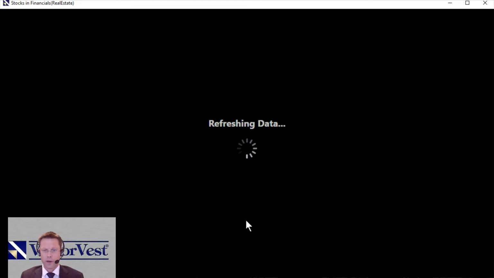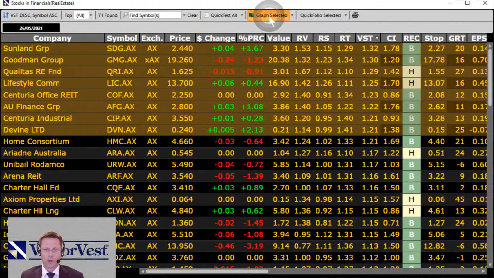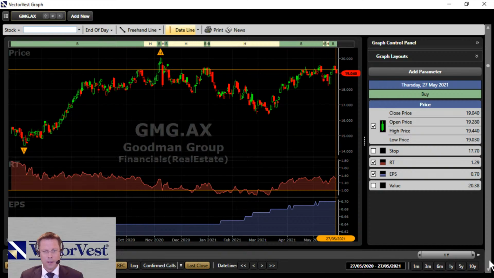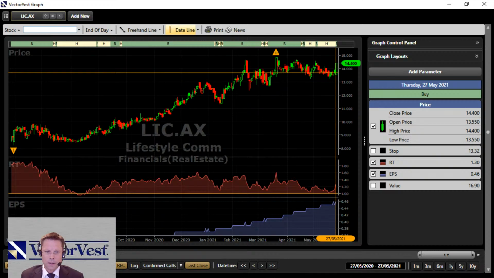Financials, real estate. We know real estate's been on fire recently around the country. Let's see which are the standout performers. In we go. It doesn't really jump out. It's not too bad, Goodman Group. I like the earnings coming up. Technicals starting to fire up again. So GMG might be one I consider. Let's see, is there one that really jumps out?